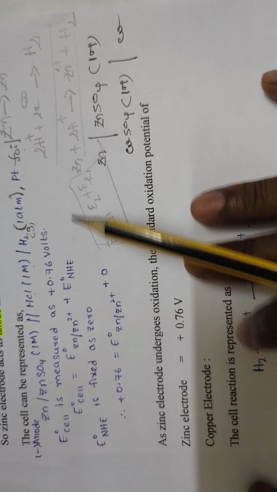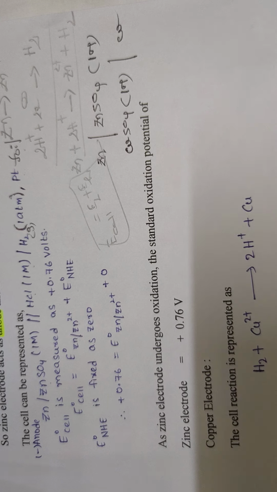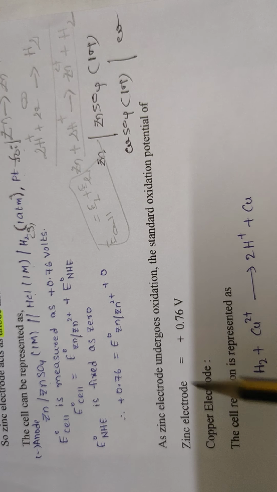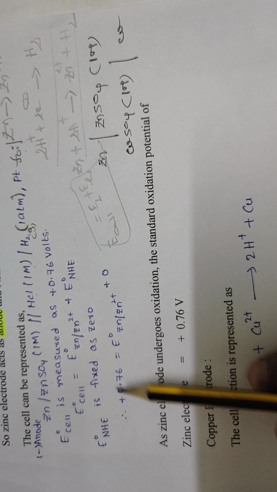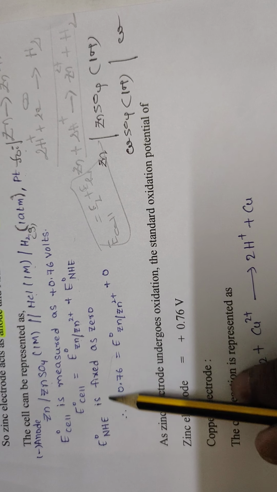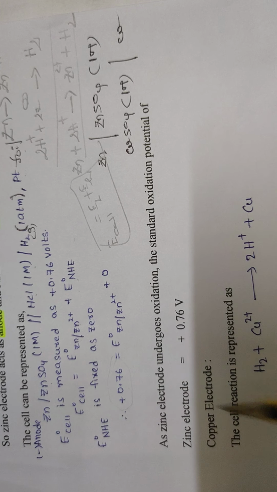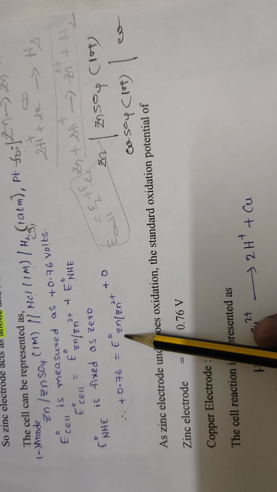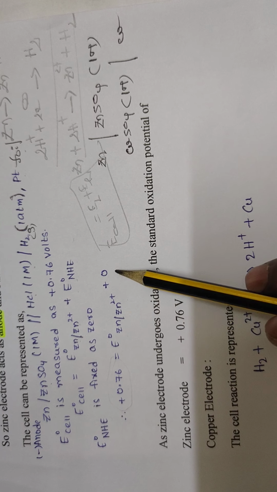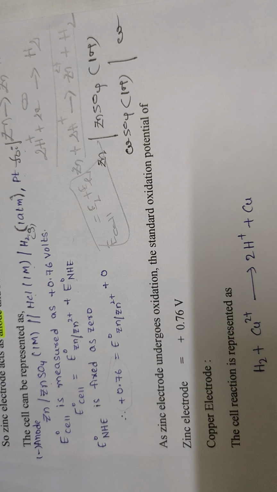Okay, so in the normal hydrogen electrode, the oxidation potential or reduction potential is arbitrarily fixed as 0. That is why it is 0. Here the potential developed is 0.76. So 0.76 equal to E Zn2+. So E Zn2+ equal to 0.76 volts.